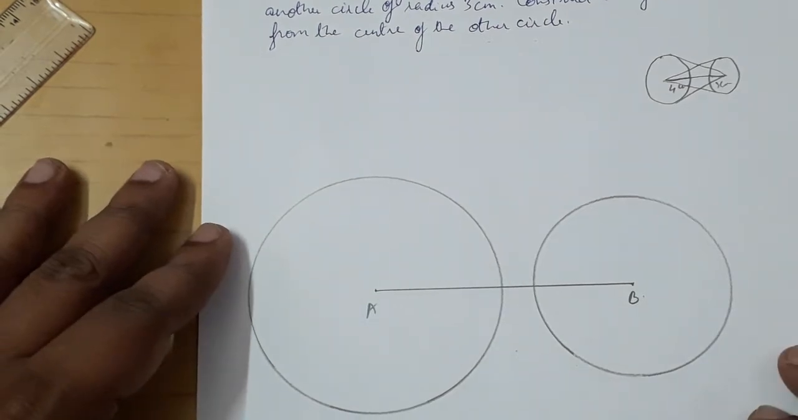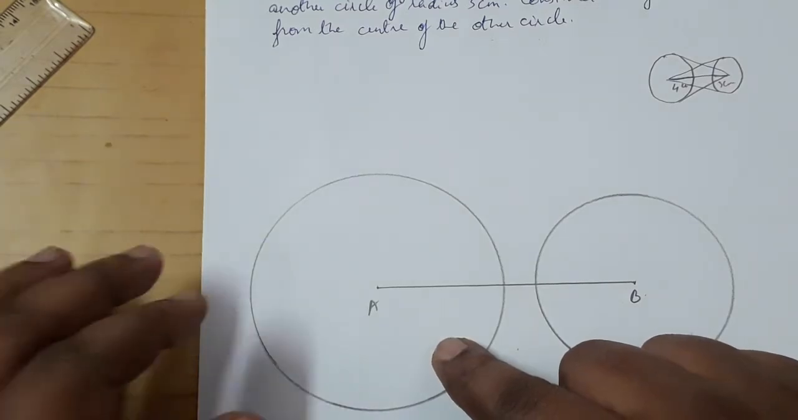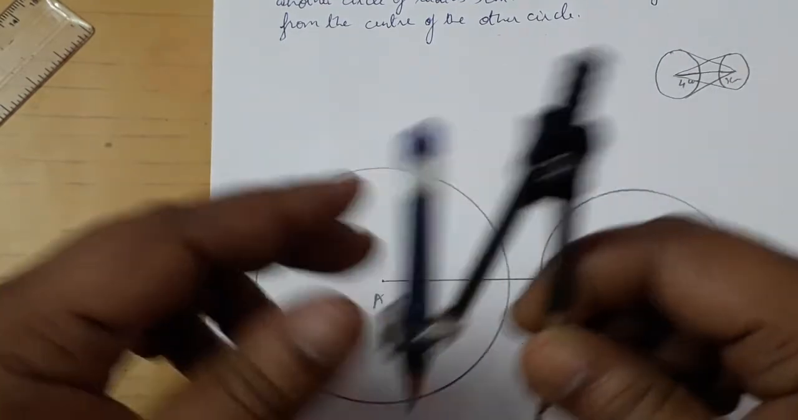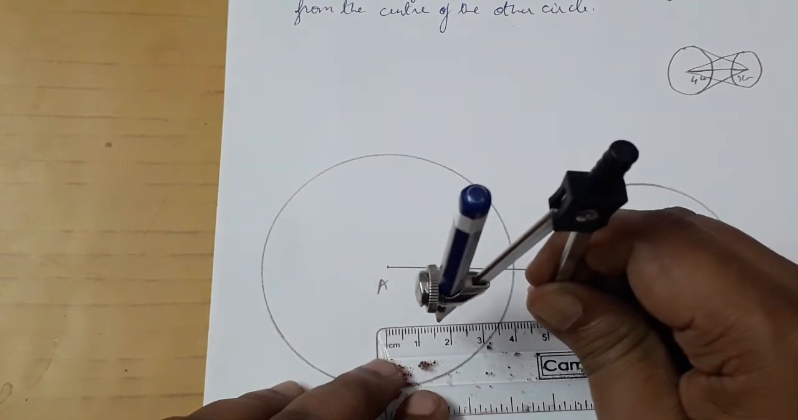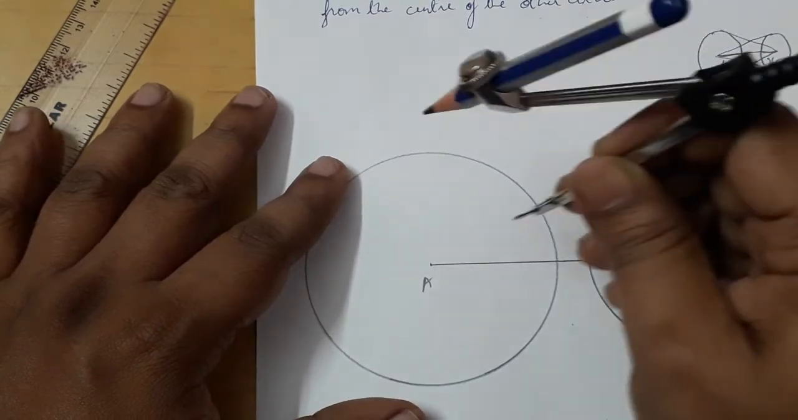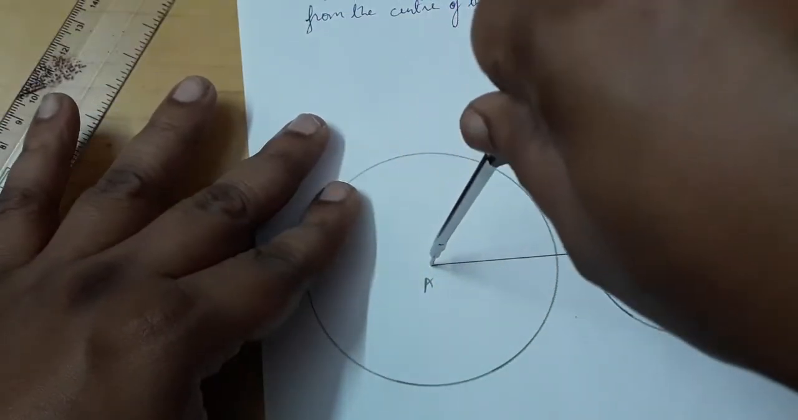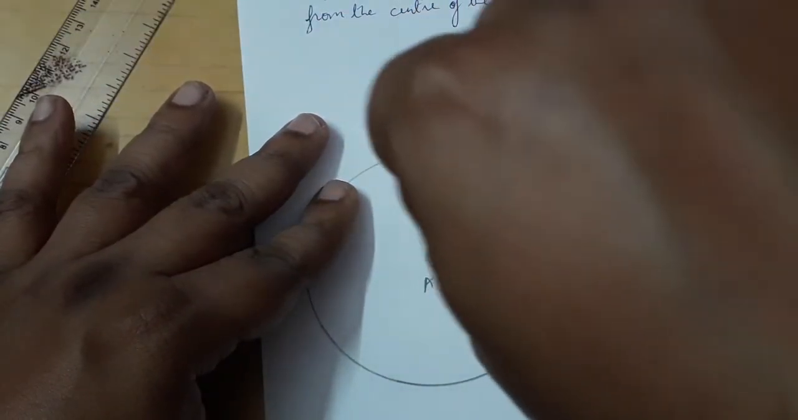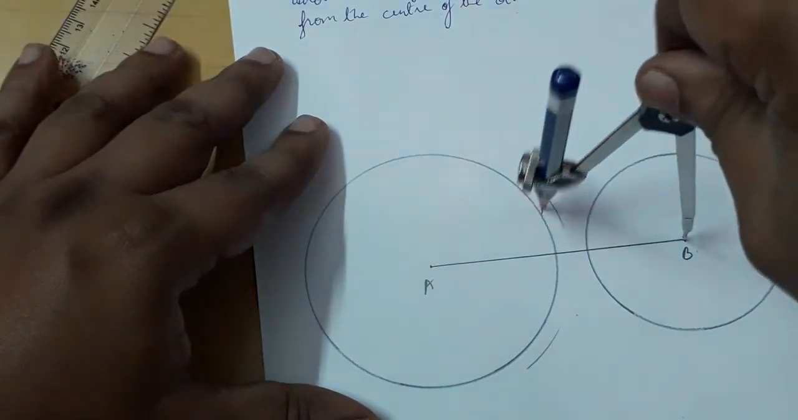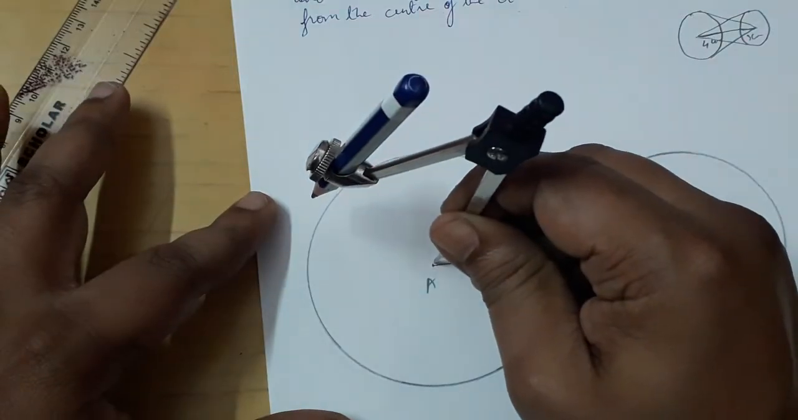Next, what we need to do is draw a perpendicular bisector to the line joining both of these circles. Since this is 8 centimeters total length AB, I'll make sure the length is more than 4 centimeters. That's it. So what we'll do is draw the perpendicular bisector of AB here, and then from here extend that arc.